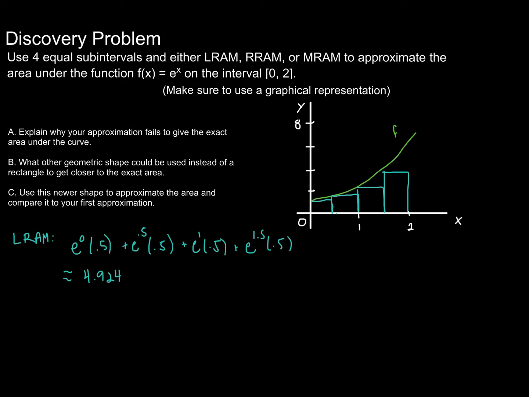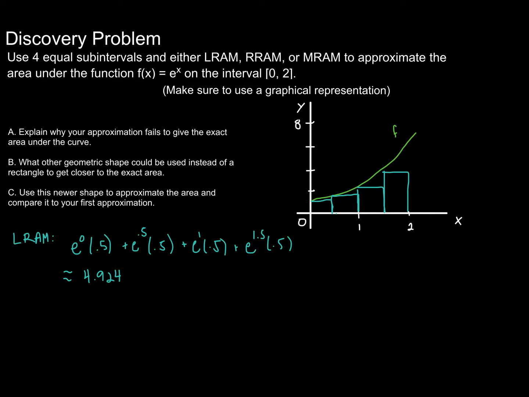With that in mind, we want to think about making our approximation better. So what other geometric shape could be used instead of a rectangle that would get us closer to the exact area? Hopefully you noticed that the missing piece looks very similar to a triangle. And if you were to take a triangle and put it on top of any of these rectangles, you would get a much closer approximation.